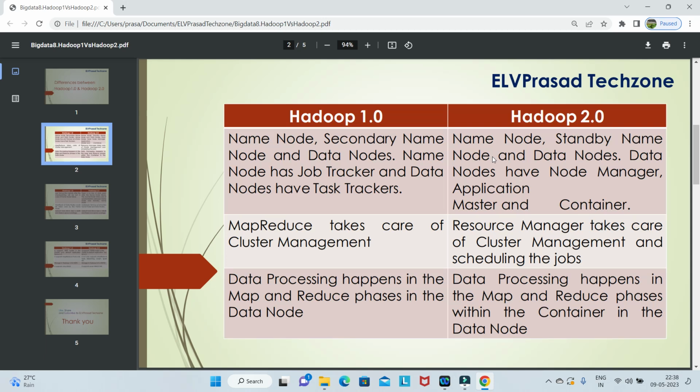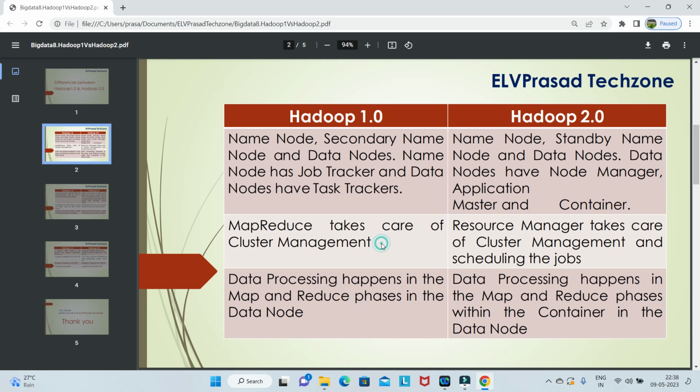Here, mainly the name node, secondary name node and data nodes are there in Hadoop 1.0 architecture, and within the name node we have job tracker, and within the data node we have task tracker. In case of 2.0, the name node, standby name node and data nodes are the same, but within the data nodes we have a change: node manager, application master and container.